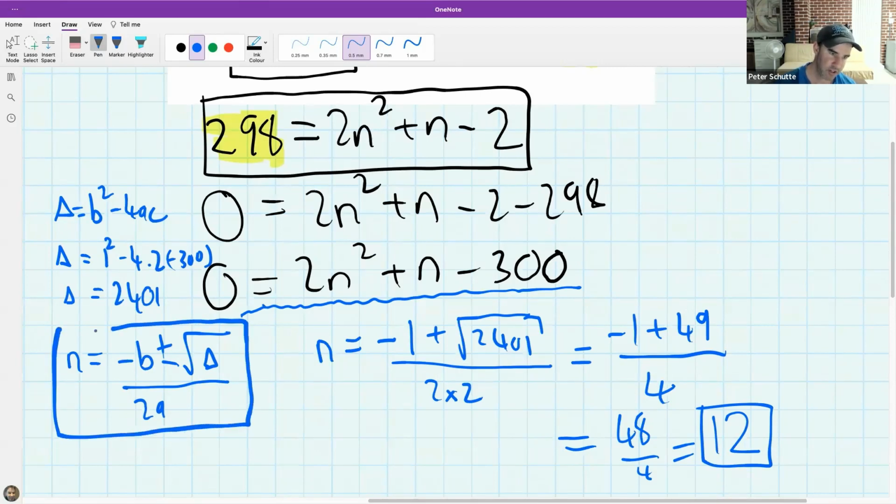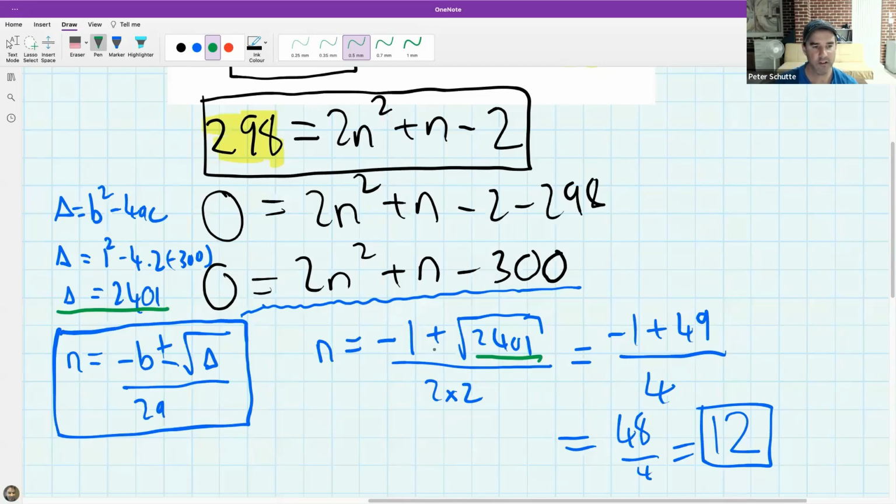Now, what I suggest to all my students is you break down this formula into steps. Some of you will be able to do it on your calculator straight away, and that's not wrong, but it often is good to work out delta in one step. So I got my delta value, which was this. Then I put my delta value into the quadratic formula.